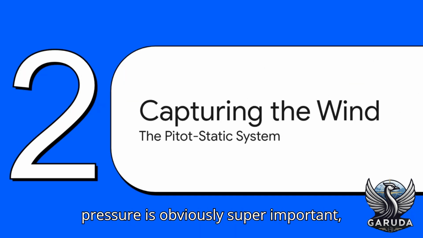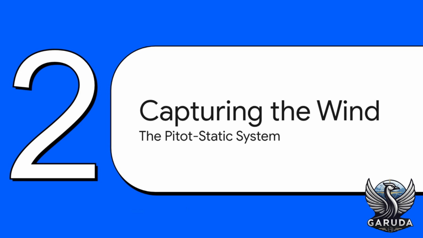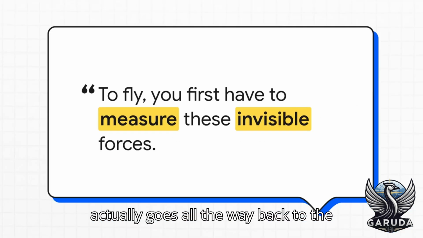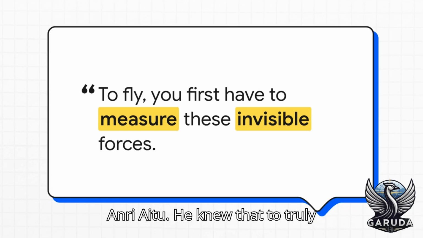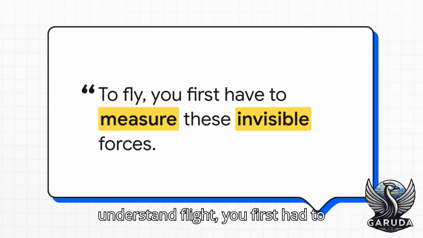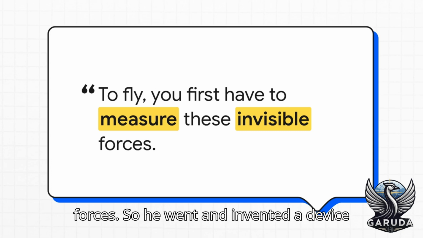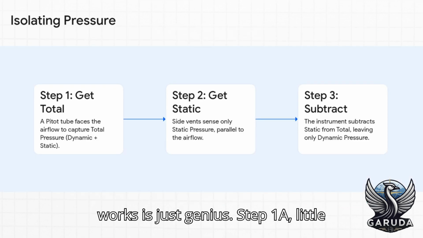All right, so dynamic pressure is obviously super important, but how does a plane actually measure it? Well, it uses this brilliantly simple little piece of engineering. And the idea actually goes all the way back to the 18th century, to a French engineer named Henri Pitot. He knew that to truly understand flight, you first had to figure out how to measure these invisible forces. So he invented a device to do just that. And the way his system works is just genius.